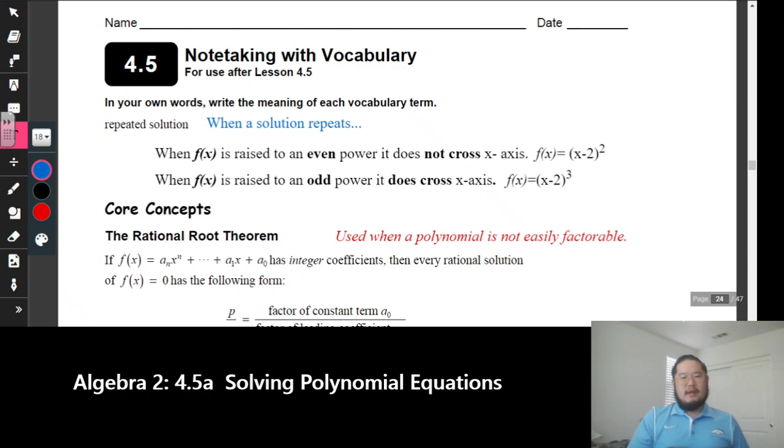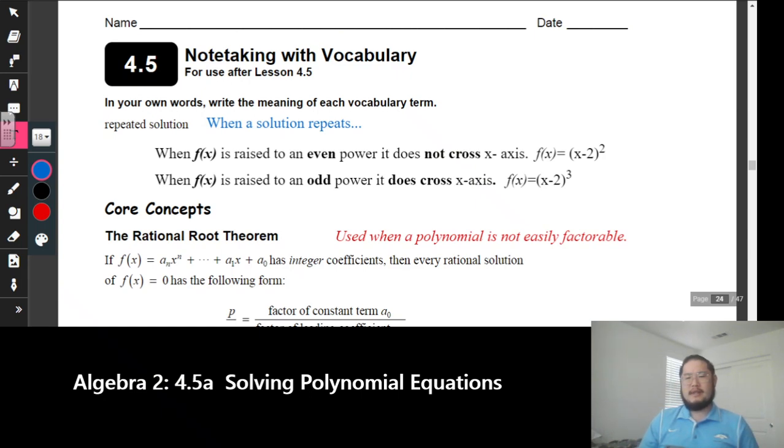The first thing we'll take a look at in our first term is a repeated solution. Now this is important because when a solution repeats, there are two things that you need to pay attention to. First one, it says when f of x, which is the function, is raised to an even power, it's telling us that the function does not cross the x-axis at that solution.